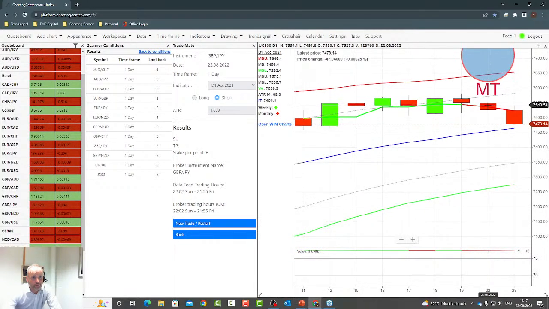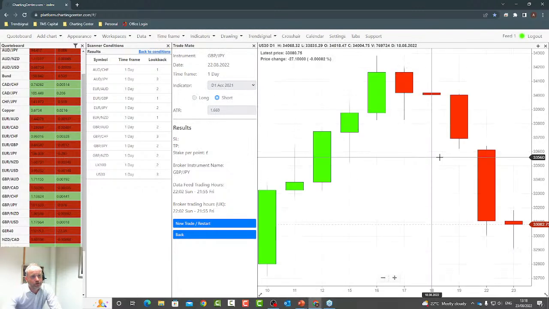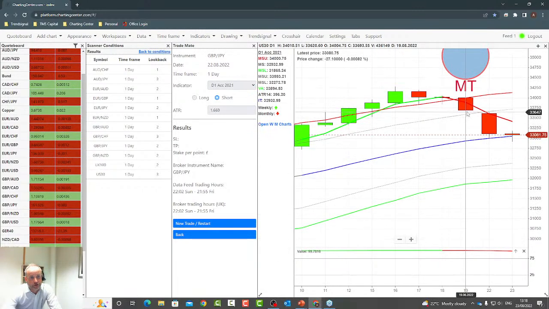UK 100. Fantastic. Look at that sell trade there. Absolute textbook on the FTSE. That's fallen 50, 60 points or so. And even the Dow, it's a bit of a bigger move, really. You can expect that on the Dow. It's fallen 600 points or so from its entry, but really nice and clear.